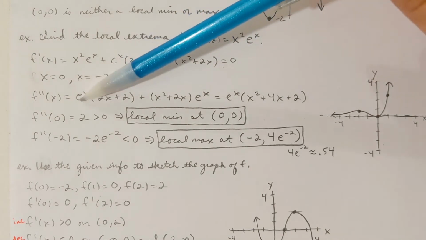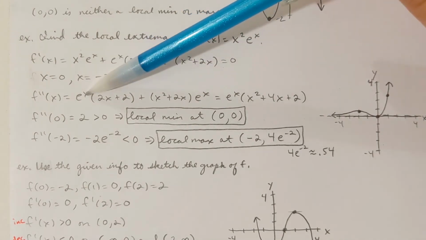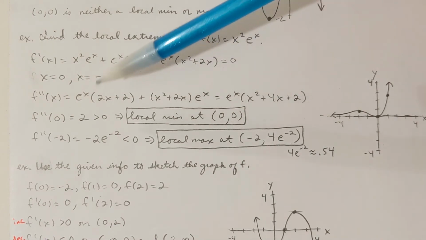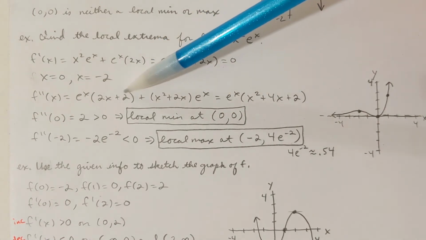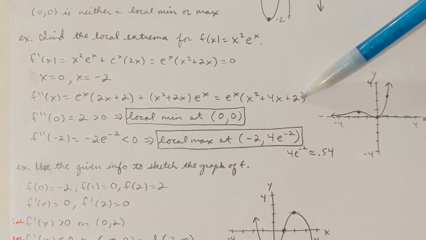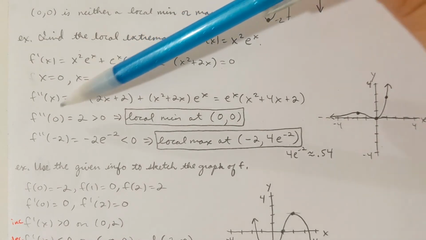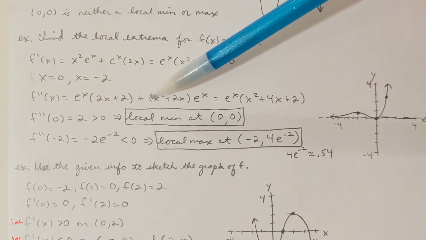Okay, e to the x, again, is in common to these terms, so let me factor that out. The leftover then, you got x squared. Here's 2x plus 2x is 4x, and then plus 2. And now I got to plug these two critical numbers into f double prime.